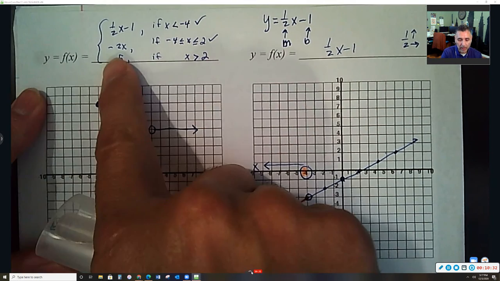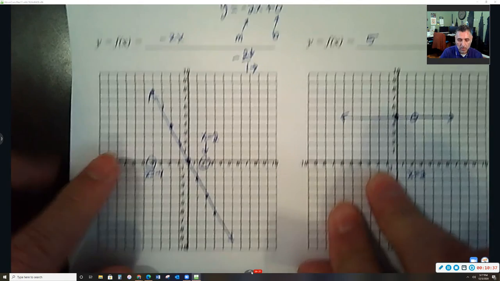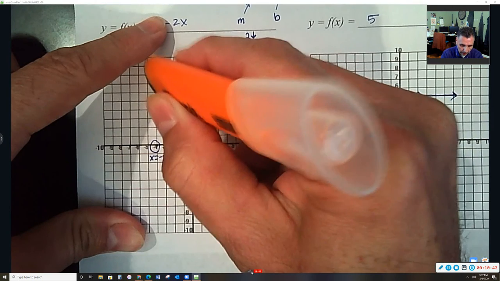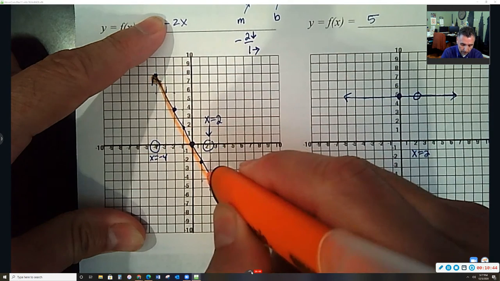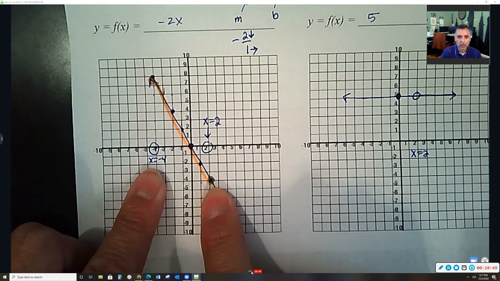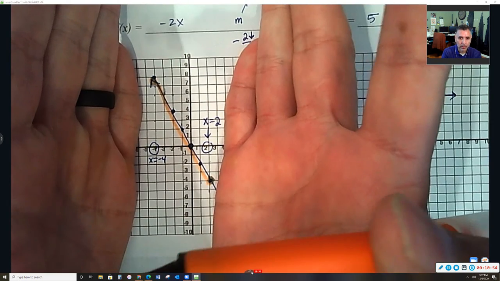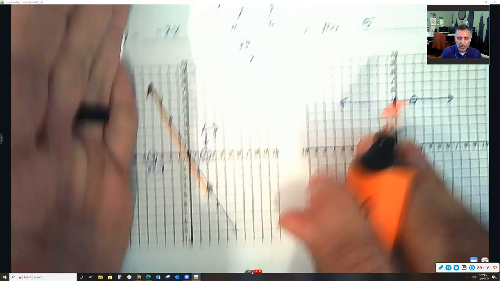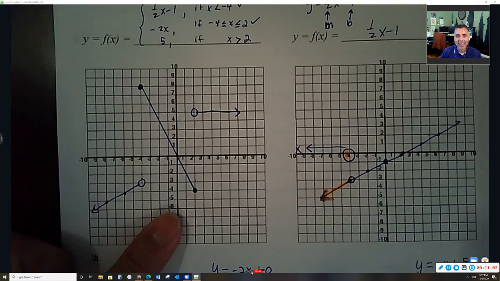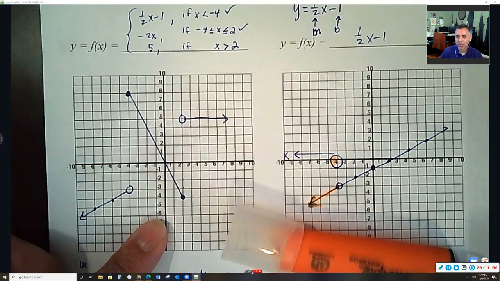Okay. Then I want negative 2x from negative 4 to 2. Here's negative 2x, and I'm taking from negative 4 to 2. Right? There's negative 4, and then here's 2. So if you cut off the rest of it, that's what you're left with. Okay, and that's what I have here.